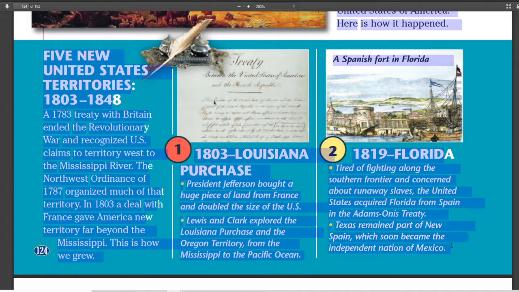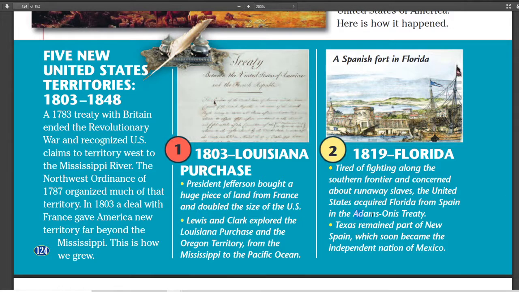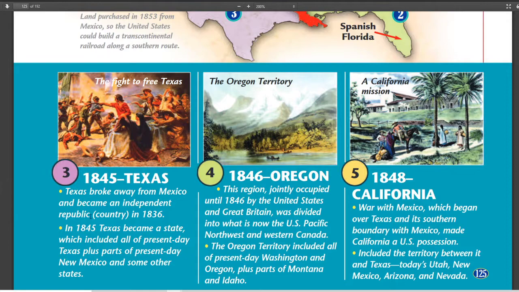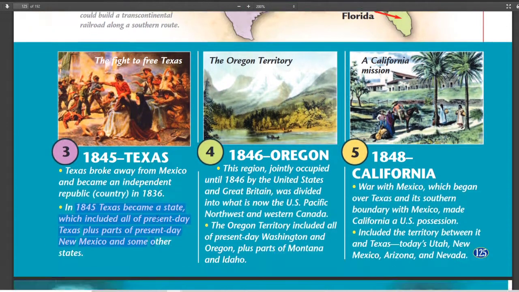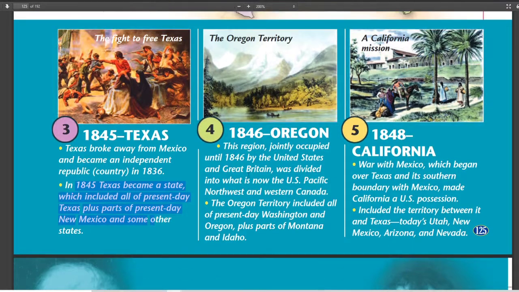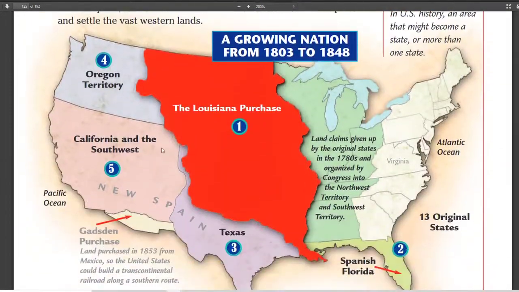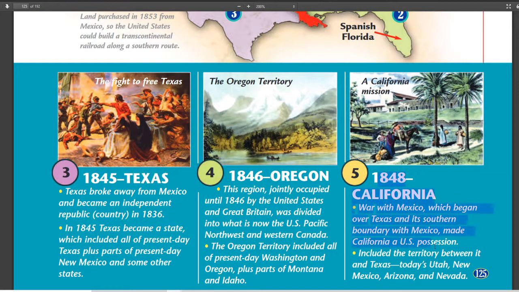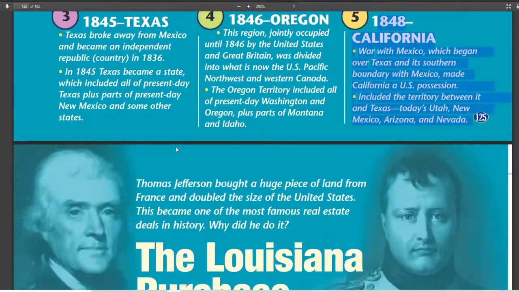1819, Florida. We get it from Spain in the Adams-Onis Treaty. So you definitely want to know that. Texas was a republic before, it was an independent republic, and then we annexed it in 1845. So we get Texas. And then in 1846, we make a treaty with Britain to solidify our hold on Oregon territory. And in 1848, war with Mexico gives us California and the Southwest. Okay?